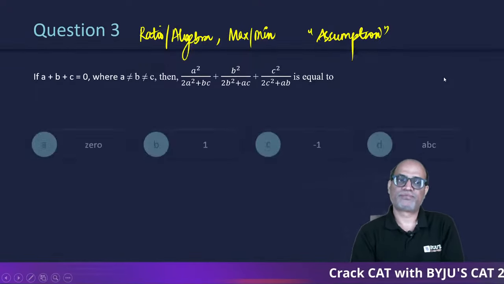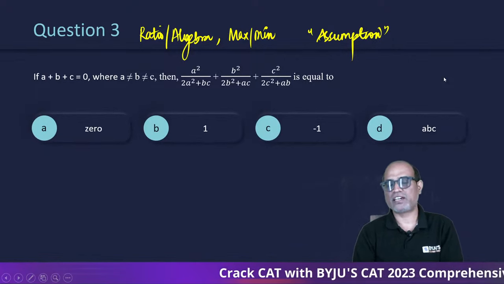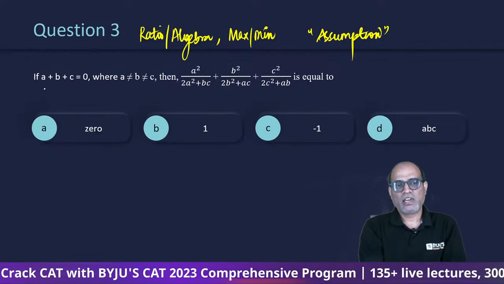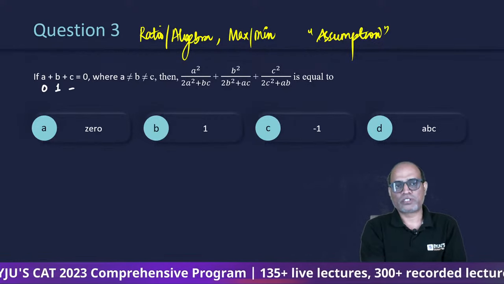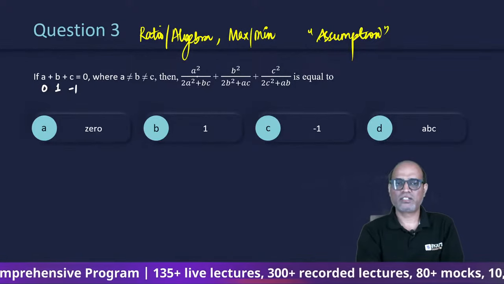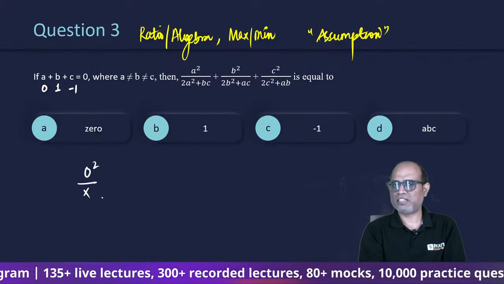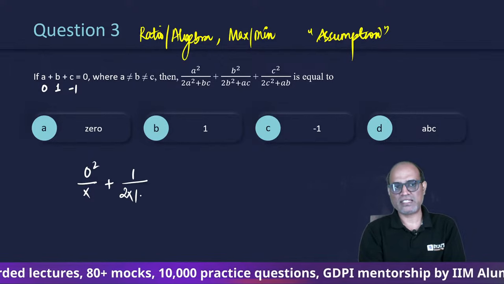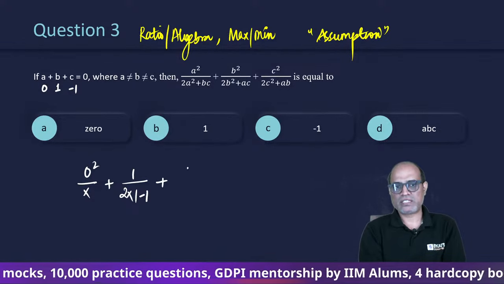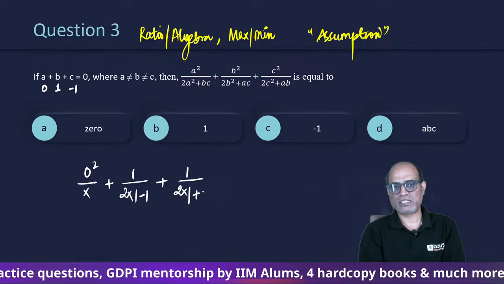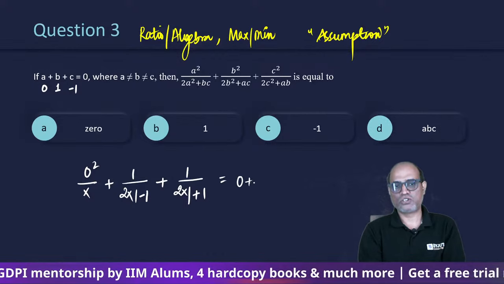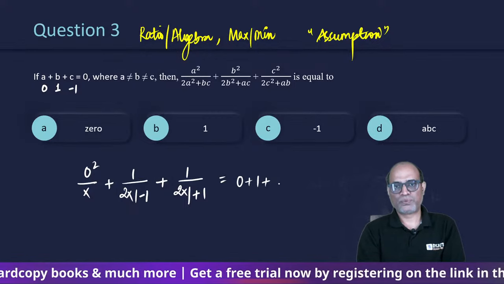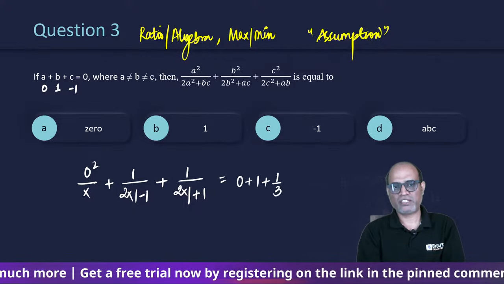Question number 3 now. If a plus b plus c is equal to 0, where a, b, c are not the same, then this is equal to... assumption. I'm going to assume certain values of a, b, c. I will take a as 0, b as 1 and c as -1. Perfect, makes sense. So we will have 0 square by anything, that will be 0, plus b square by 2b square plus ac, plus c square by 2c square plus ab. So this results in 0 plus 1 plus 1/3.